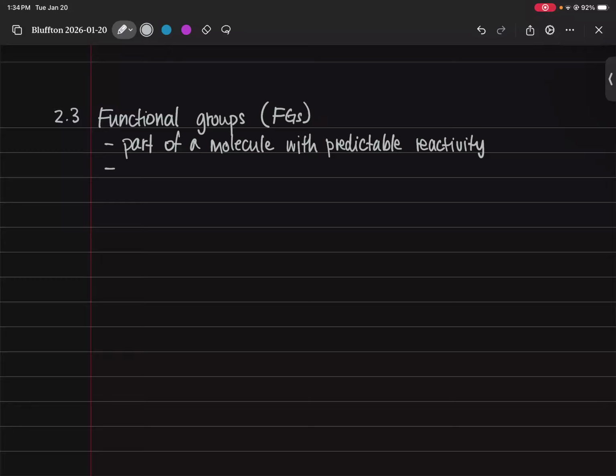So the reason we've done all this work with drawing skeletal structures is because it gets the clutter out of the way and allows us to see those functional groups really fast when we look at a molecule. So these important clusters of atoms. Could be just one atom, technically.